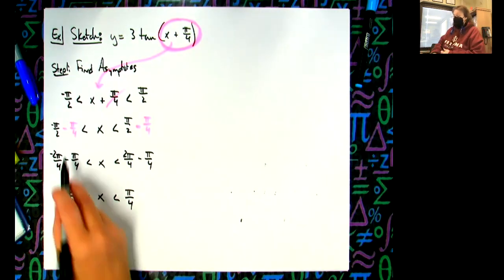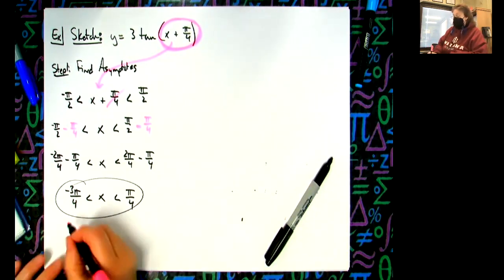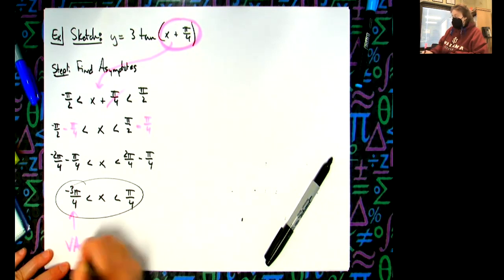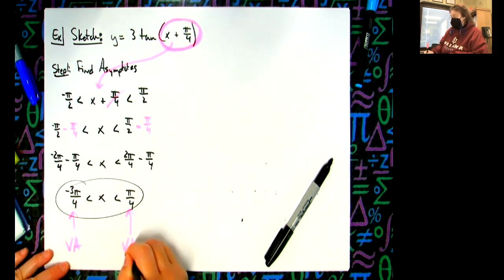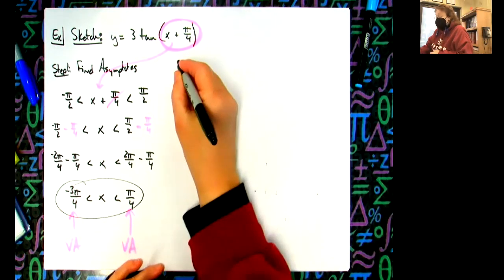So I did show all steps there. Got to get your common denominators because there's fractions there. All right, which tells me what? Then that this is a vertical asymptote and this is a vertical asymptote. Okay, step 2, sketch.